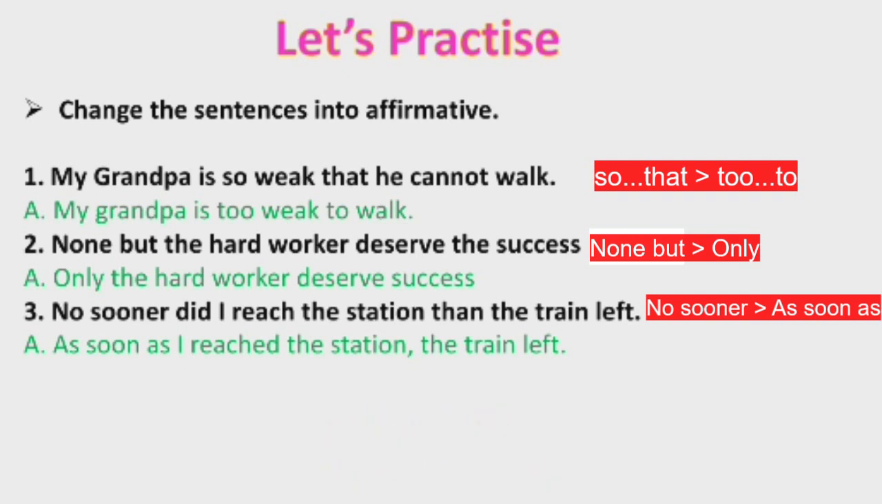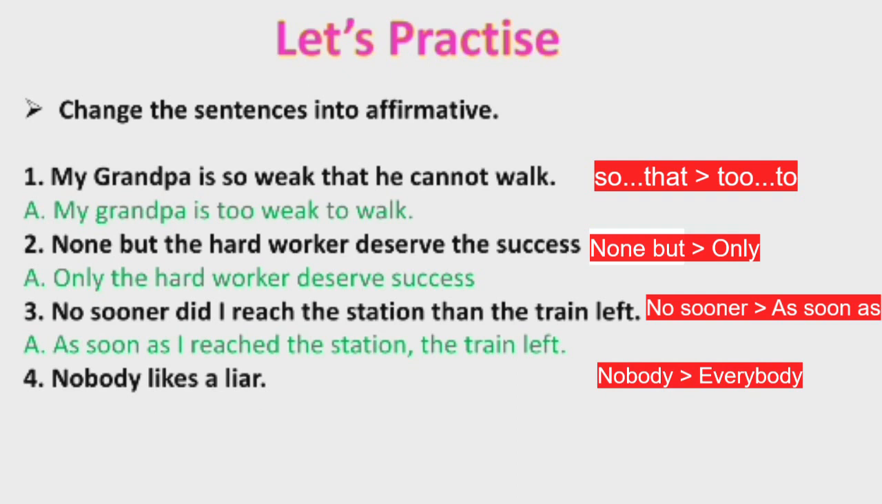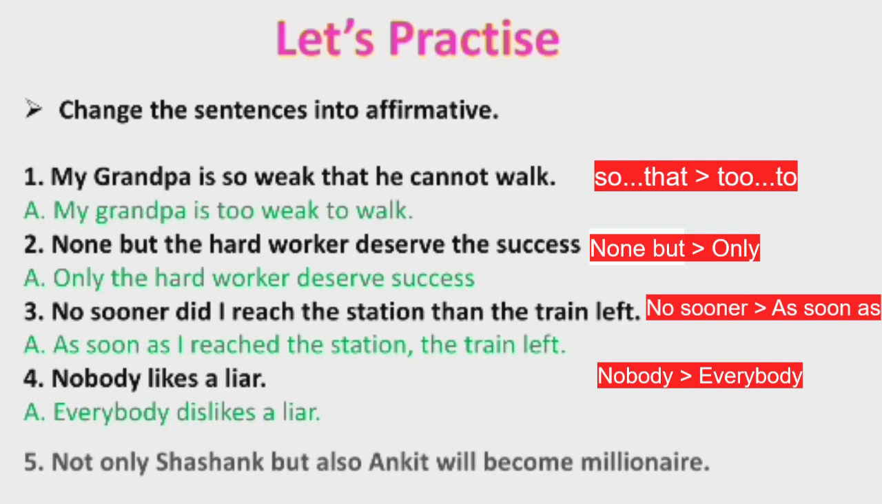Alright? Fourth sentence. Nobody likes a liar. Now "nobody" we can replace with "everybody", and the opposite word of "likes" can be "dislikes". Nobody likes a liar, it is negative, and everybody dislikes a liar, that is an affirmative, which we call positive sentence also sometimes. So fifth and the last, not only Shashank but also Ankit will become millionaire.